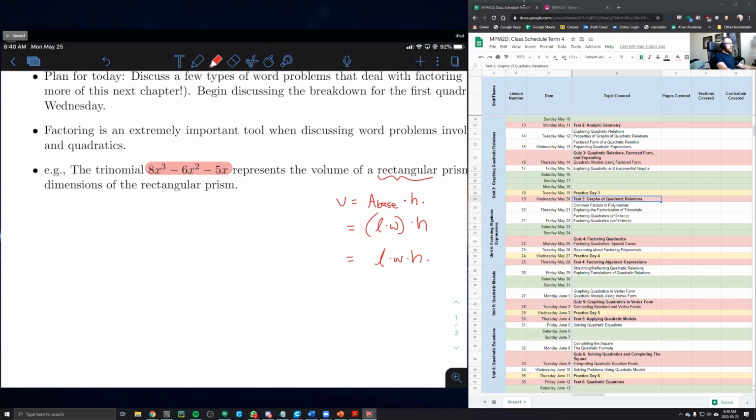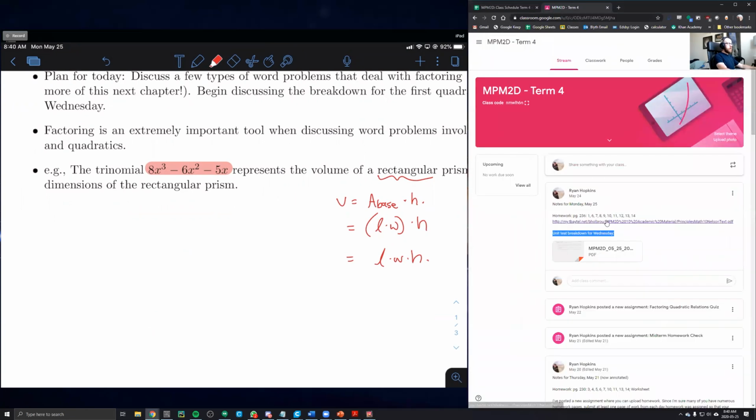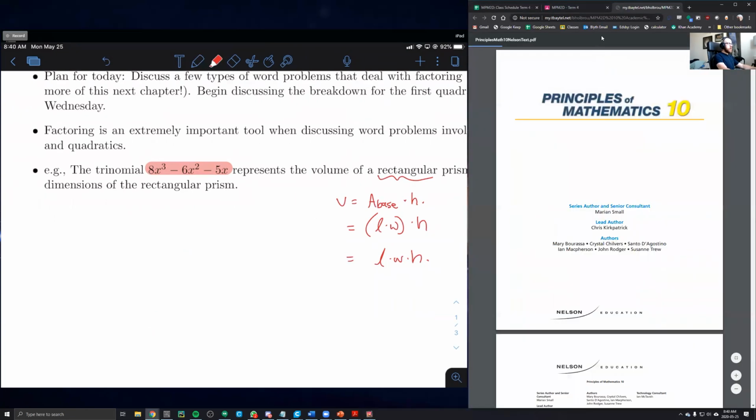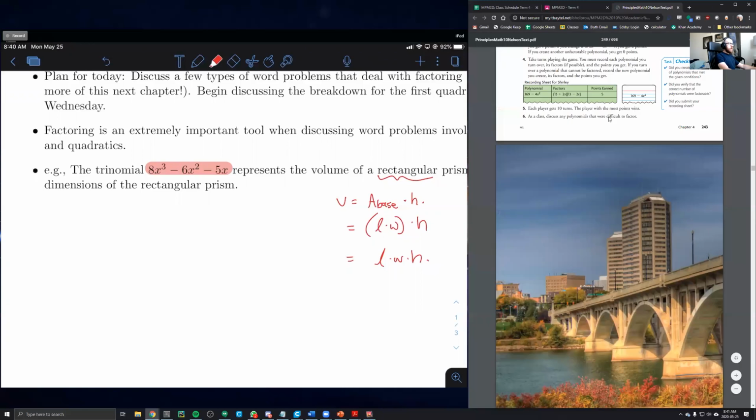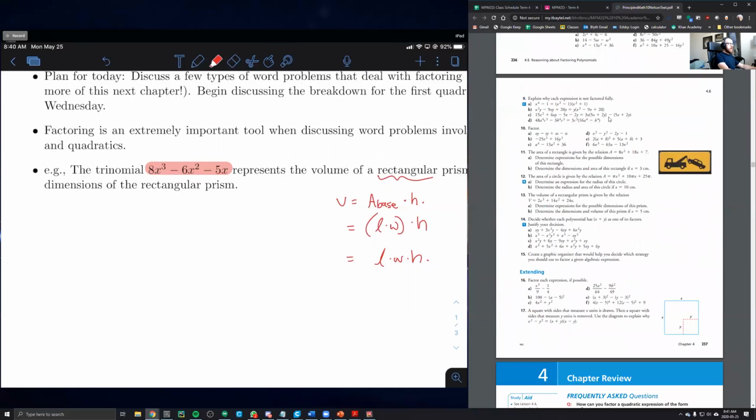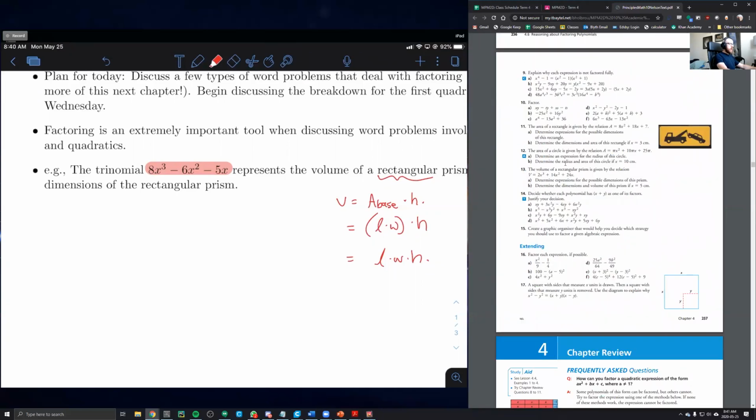There are also several questions in the homework. I think there's an area question. Let me pop in here and see really quickly. 250. Scroll back up slightly here. Yeah, the area of a circle is given by a certain relation, determine an expression for the radius, stuff like that. The volume of a rectangular prism is given.